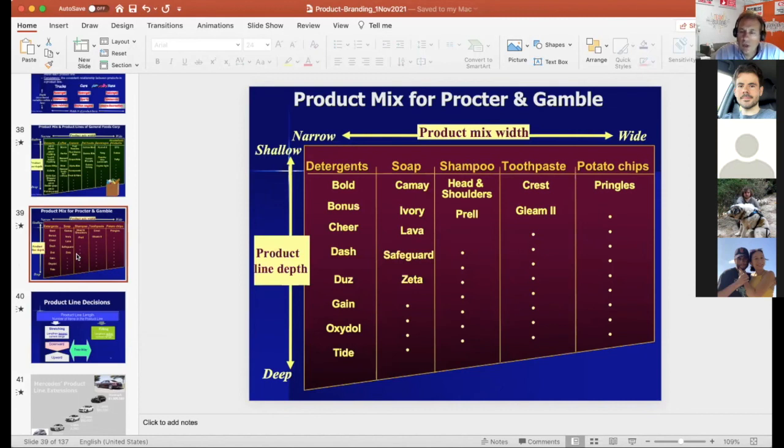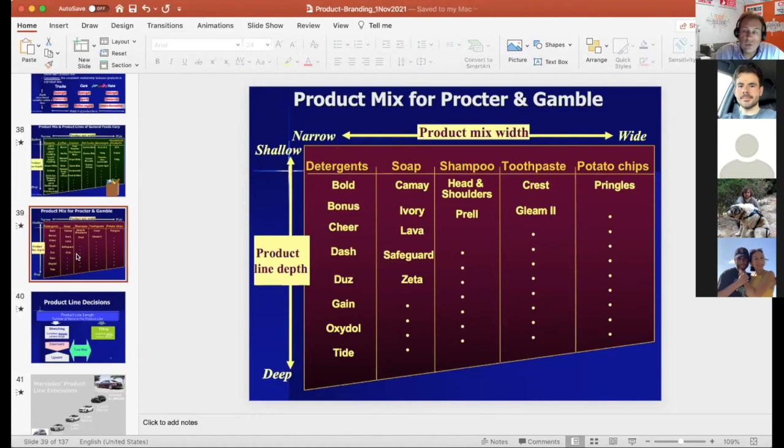Detergent, soap, shampoo, toothpaste. So here the consistency is to wash. Wash the floor, wash your dishes, wash your body, wash. But then the last one, potato chips. So that's kind of strange. It's not very consistent.